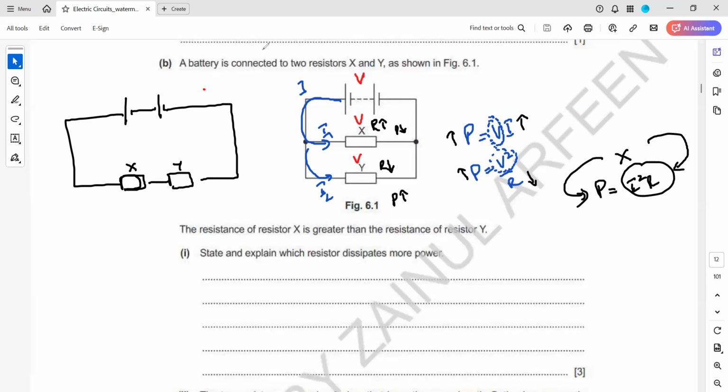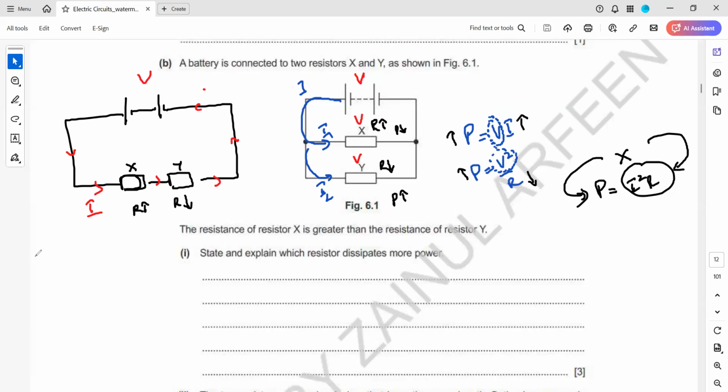But what if the same question was there and now you have two resistors X and Y connected in series? When two components are connected in series, the factor which is constant is the current. So I is constant here. And in the question, we mentioned that the resistance of X is greater than the resistance of Y. Now I want to compare which one has a greater power dissipation.